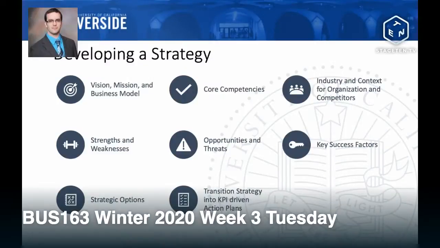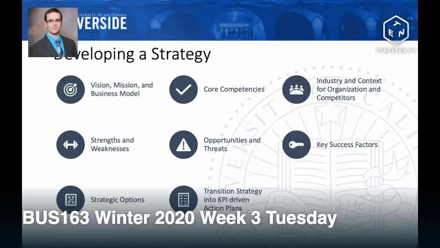Okay, so developing a strategy. First, we do the vision, the mission, and the business model that we worked on last class. We look at our core competencies and define what those are. We really understand the industry and what the industry context is for ourselves and our competitors. We want to understand where we fit in there, and where our competitors fit.